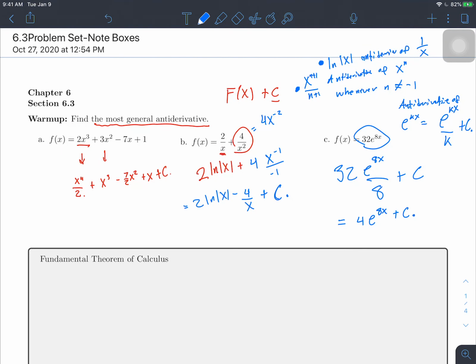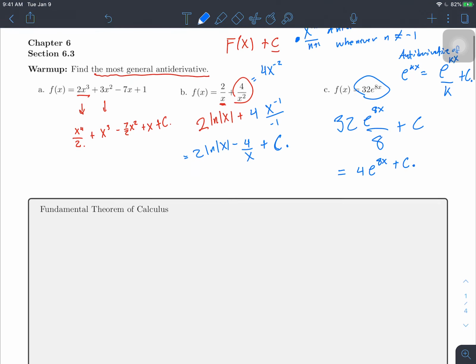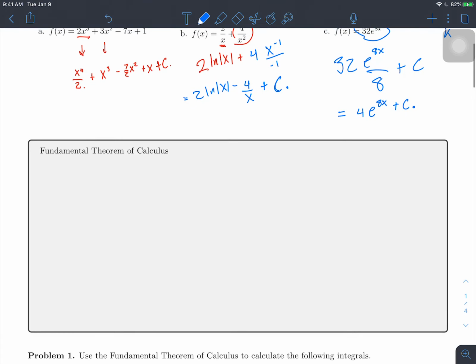Okay, any questions on these antiderivatives? Okay, there's a great reason that we did antiderivatives as a warm-up today. It's because I'm about to teach you the most amazing fact about calculus that you will ever learn in your life. Okay, I hope that's a big enough lead-in to the fundamental theorem of calculus.